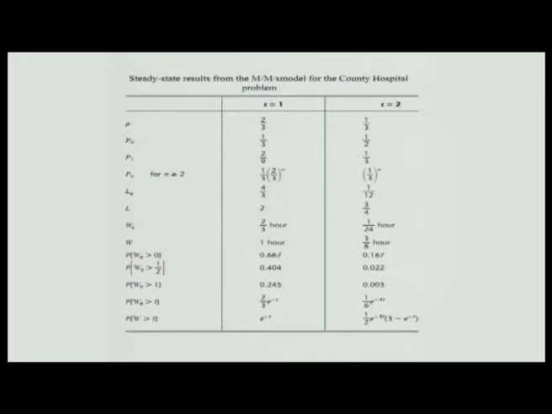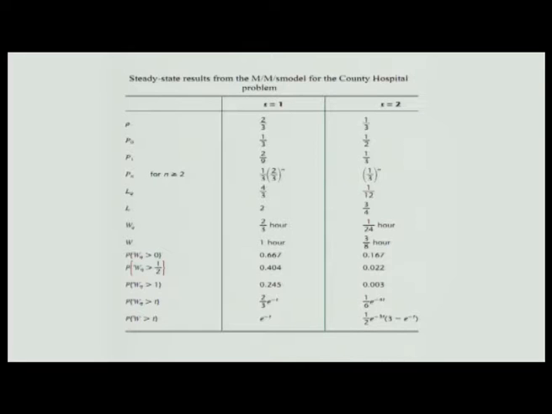P naught, your probability when there is no patient in the emergency room, is 1 by 3 for S equal to 1, and here it is 1 by 2. Then P 1, we computed the value of P 1 also, at one patient, it will be 2 by 9 for S equal to 1 and 1 by 3 for S equal to 2.